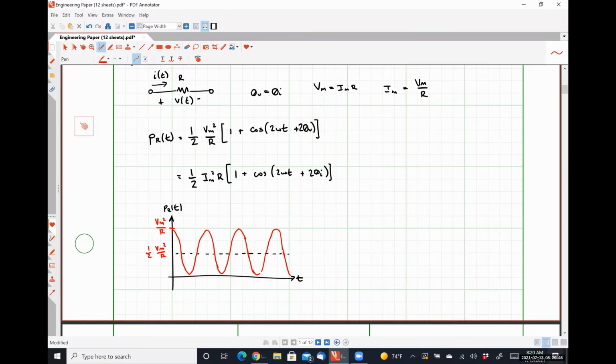Our average power is simply the DC portion of our two time varying waveforms. So we could express this as 1/2 Vm squared over R, or alternatively 1/2 Im squared times R. So the DC portion of the waveform is the average power, just like it was previously. That's always going to be the case, right?